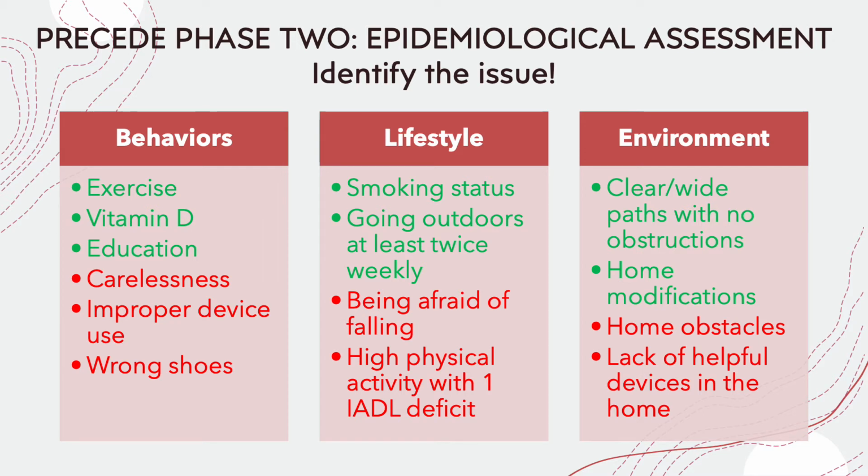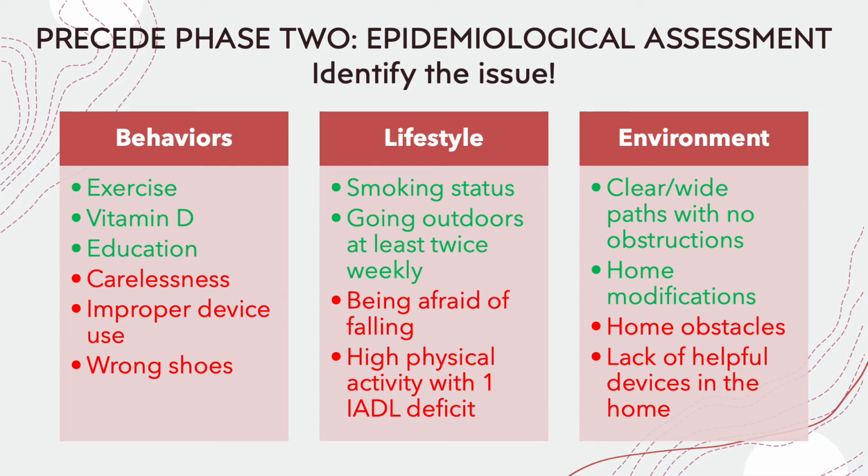So first, we have our behavioral factors. Second is the lifestyle factors, and third is environmental factors. So in our behaviors, exercise, vitamin D, diet increase, and education about fall prevention all have been shown to help reduce falls. However, in our risk behavior category, we have overall carelessness, improper device use such as not using walkers correctly, using furniture to get around instead of a safe cane or a walker, things like that. And then actually having incorrect footwear. Some people need certain types of shoes or have incorrect fitting shoes, and that actually does lead to more falls.